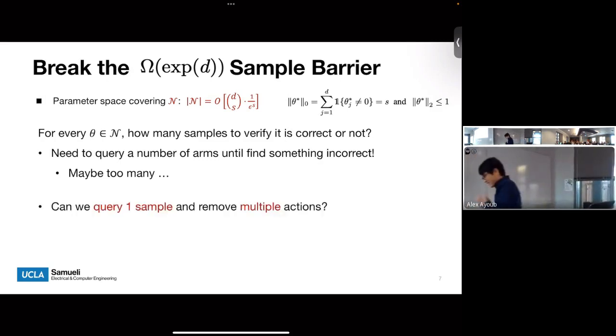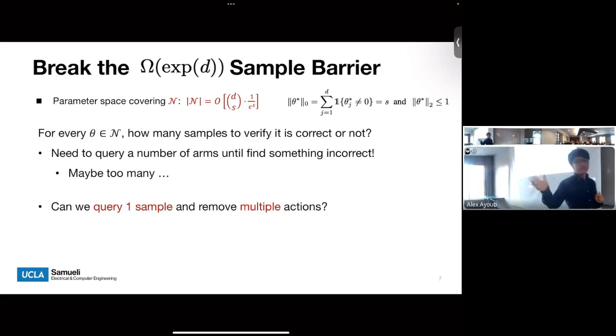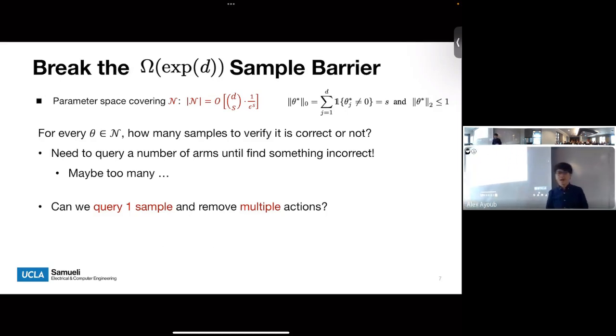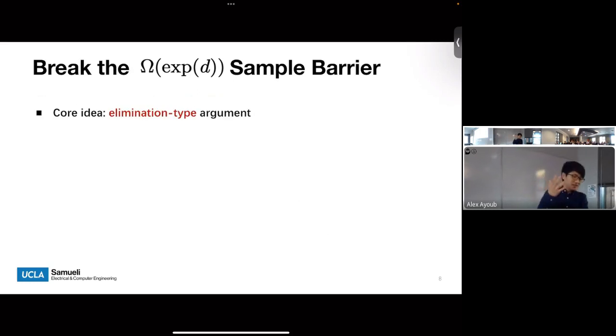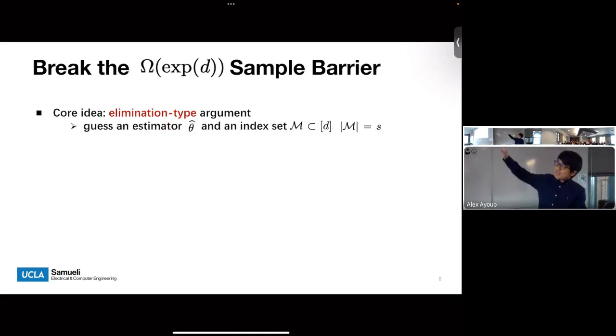Now the next thought is: can we query just one sample and get rid of a lot of the arms? That is the idea. It's also this enumeration type of thing in bandit research. Basically, you want to design something where you don't need to query a lot of things, but you query one thing and get rid of a lot of these arms. If you can group the things into a small number of groups, each group can be eliminated by one action query, and then the overall complexity can be reduced. This is the enumeration argument.